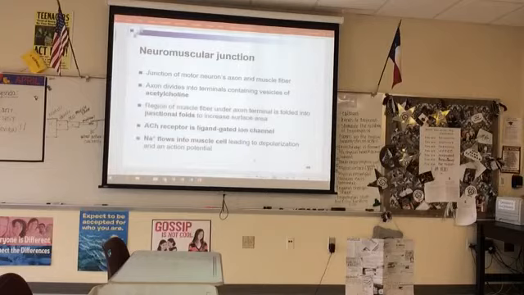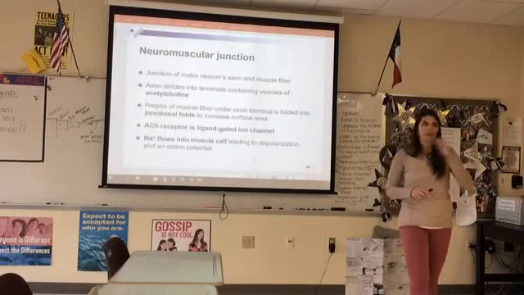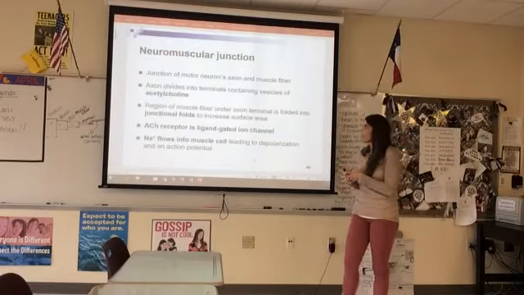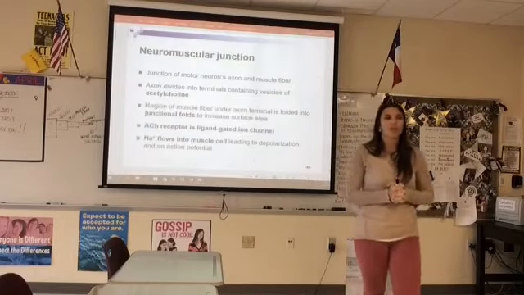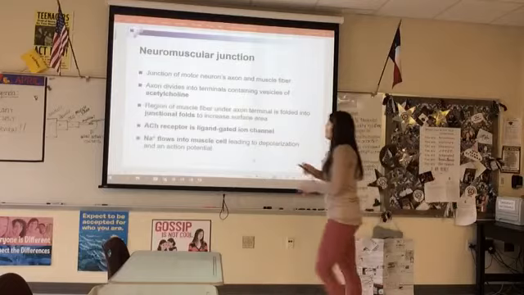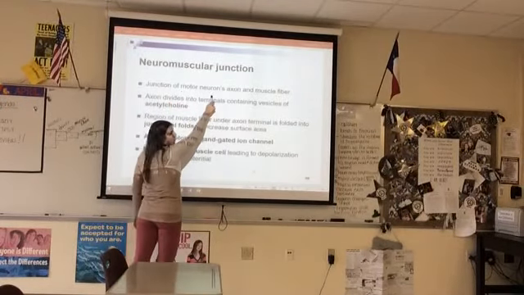Okay, when you see the term neuromuscular, what two things are being combined here? Nervous system and the muscular system. So this is where nervous meets muscle. And we're talking about skeletal muscle, so is this voluntary or involuntary? Voluntary. The neuromuscular junction is the junction of a motor neuron.